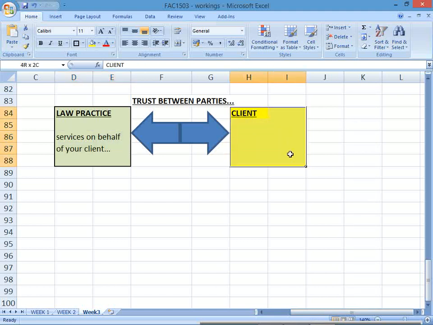But the client can't do that themselves. The client can't go to the deeds office and register the property in their name. They need someone who can do it. That's why the law practice will get involved. So that's what you're looking at here.